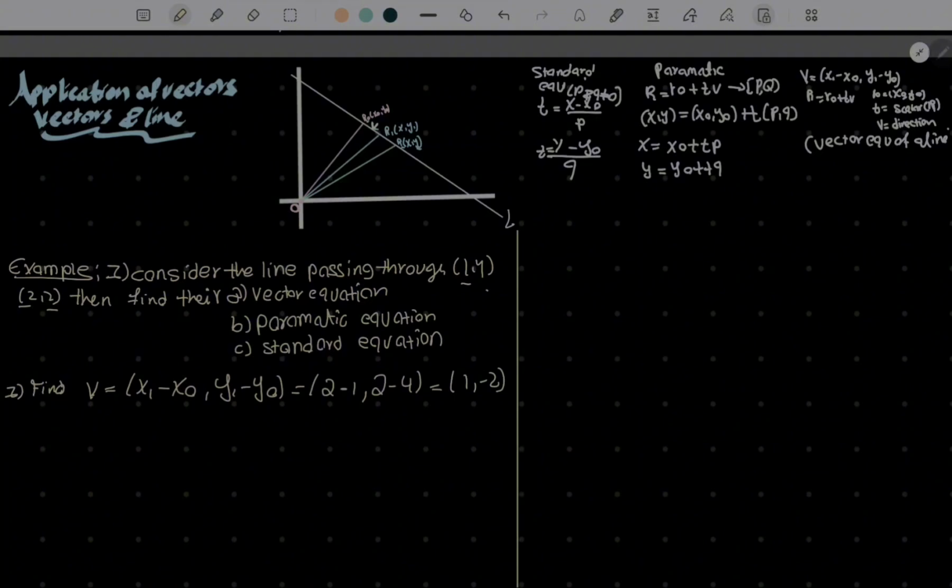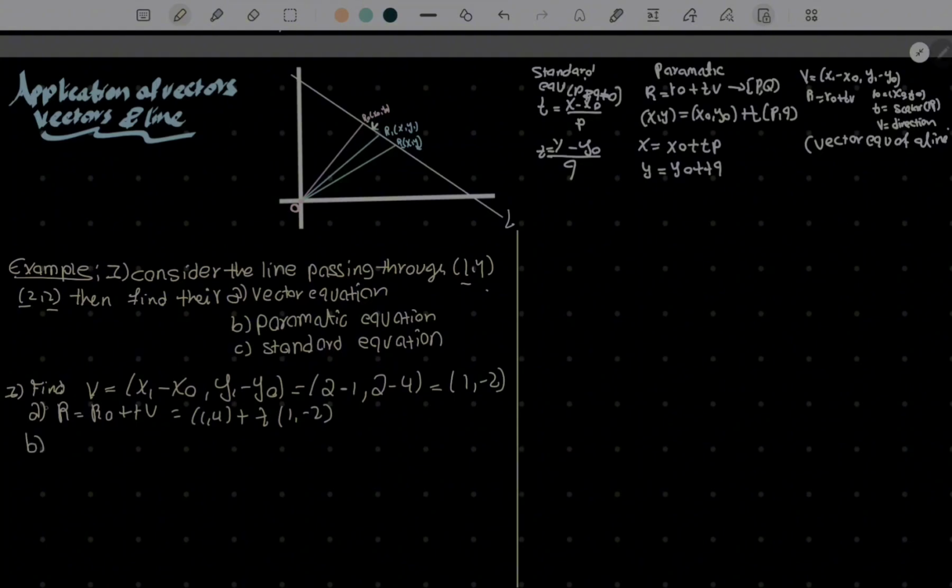Now let's get going. Let's solve A first. So A would be find the vector equation. So the vector equation is going to be R equals R naught plus TV. So according to this, we can just solve for R naught, which would be 1, comma 4, plus T in brackets. We're just going to put V, which is 1, comma minus 2. So this is going to be our vector equation.